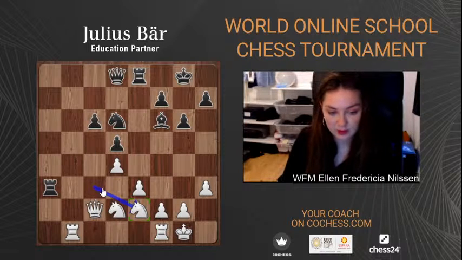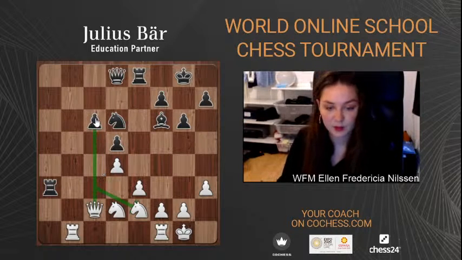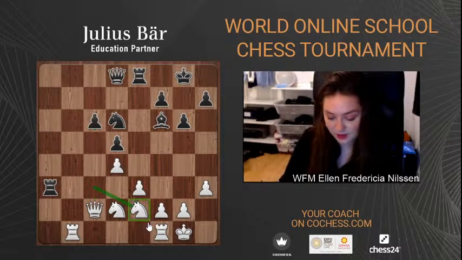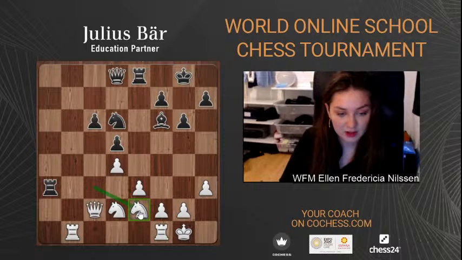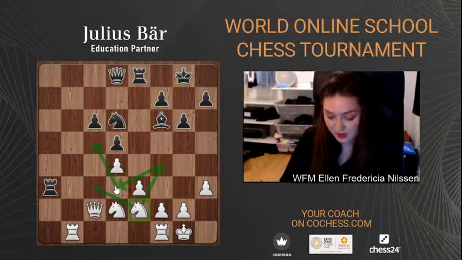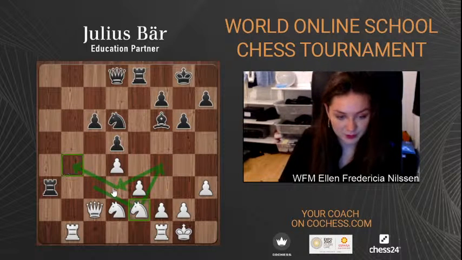First of all, the knight moving means that the queen is now attacking c6, and black has to do something about this. Secondly, this knight on e2 can go to f4, and from f4 it can go to d3 and c5, or d3 and b4 and attacking c6 if it wants.